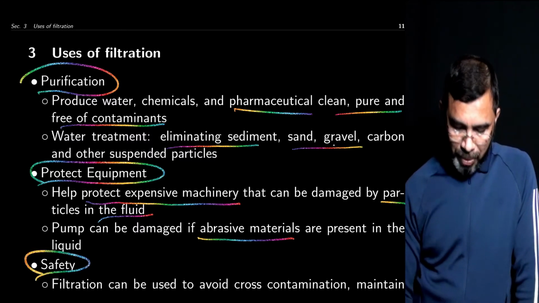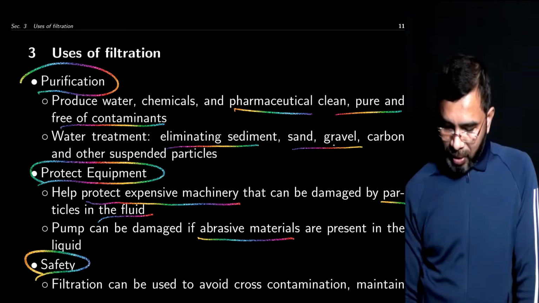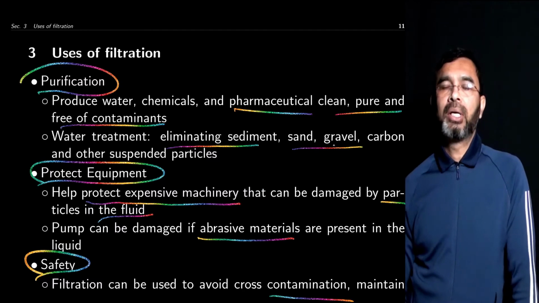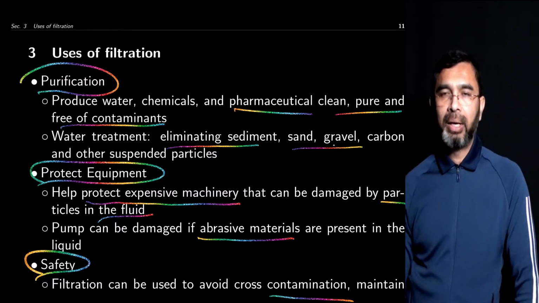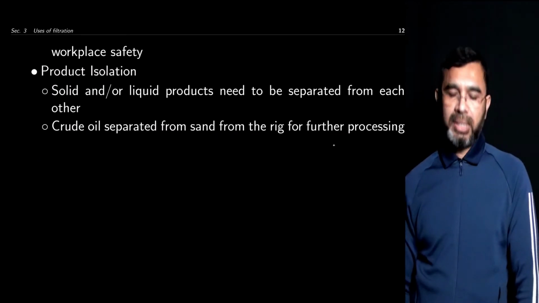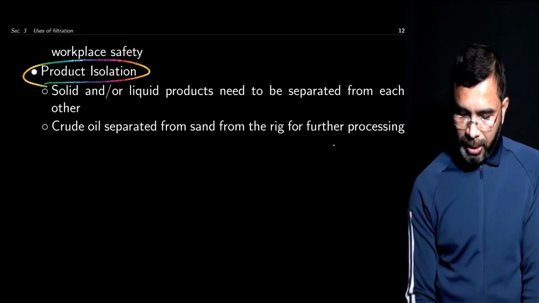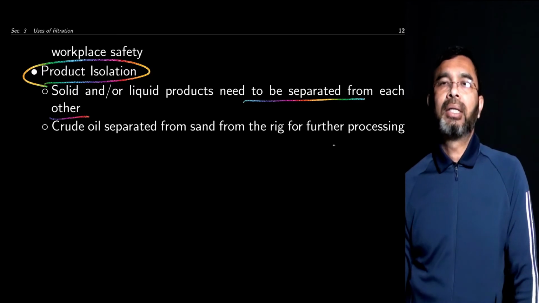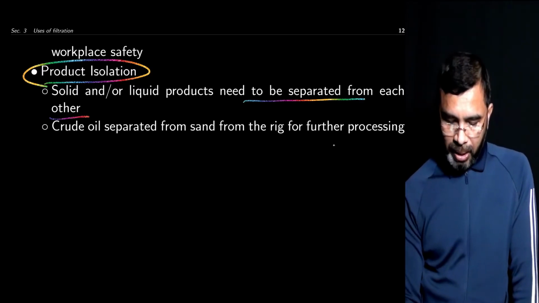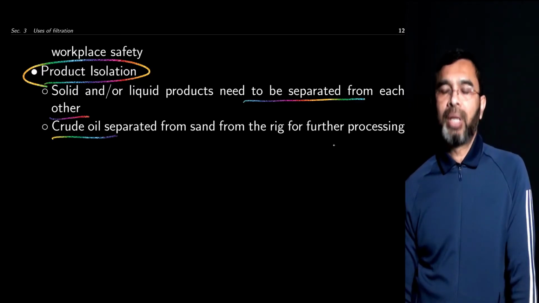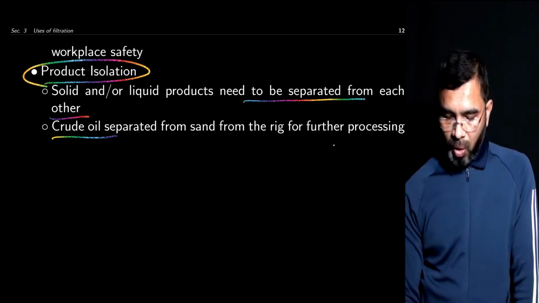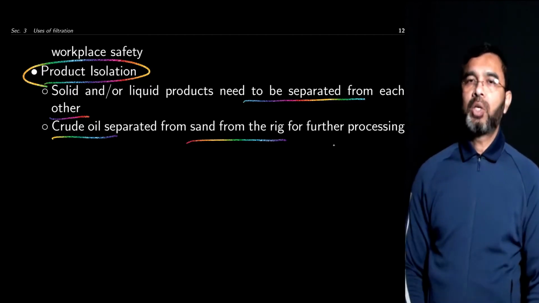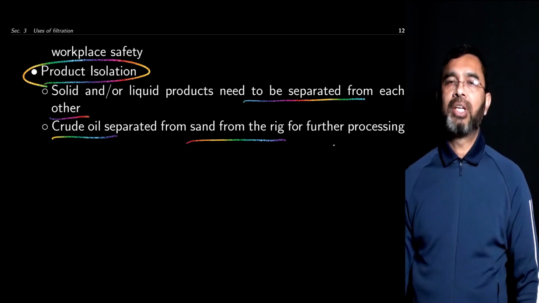Also, for the safety of personnel, filtration is used because it avoids contamination and maintains the quality of air inside a workplace. Another is product isolation. The solid and the liquid products need to be separated from each other. That's done through filtration. For example, the crude oil, when it comes from the rig before further processing, is separated from the sand. So these are some of the examples of filtration process.